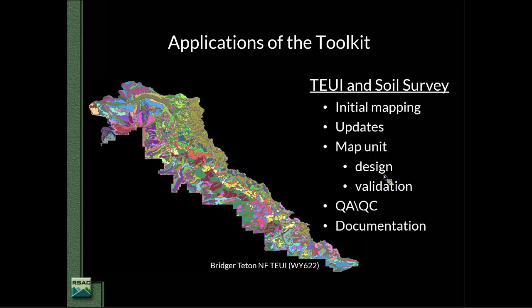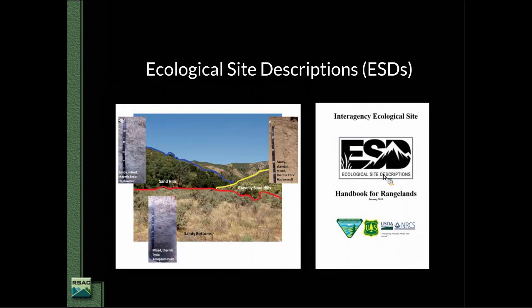There's plenty more applications out there, one being the ecological site descriptions. This is becoming more and more on people's radars these days. The toolkit is already mentioned as a useful tool within the Interagency Ecological Site Handbook for Rangelands. And so I think it's a good tool to help describe the range and properties and things like that that you're seeing within your ecological sites when you're documenting them.